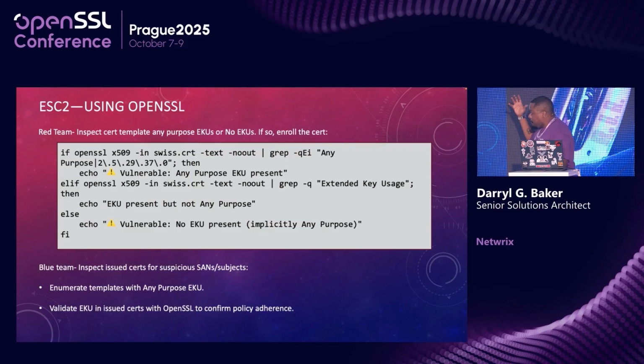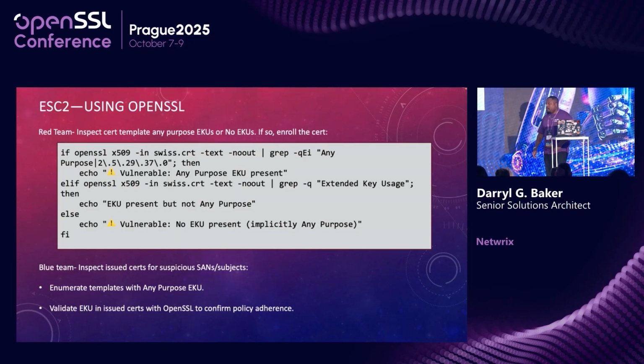Again, with blue teamers, you want to look at these certificates, look at the EKUs. Is this certificate being used for the way that it was originally intended? Do you leave backdoors open to modify these EKUs or to modify these SANs?